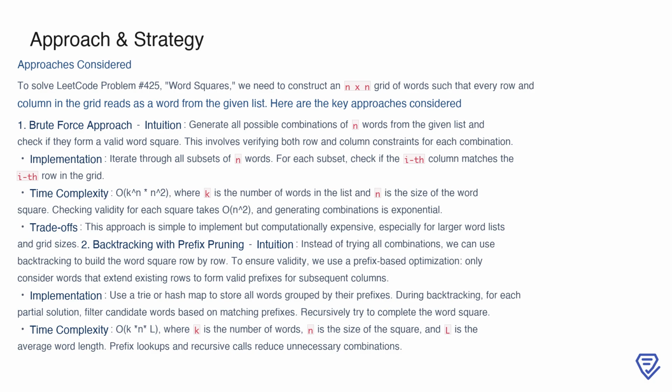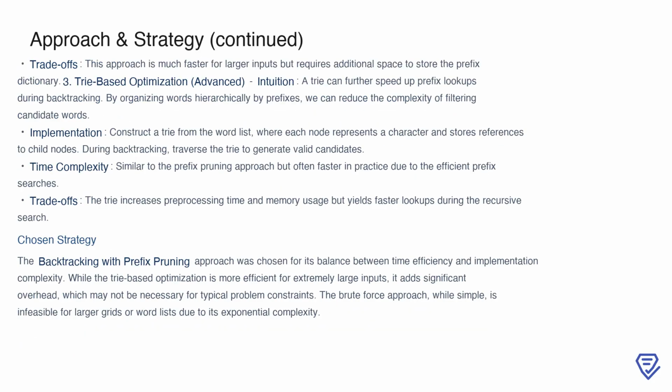To optimize this process, we only consider words that match the prefixes formed by the current rows. By using a prefix-based filtering system, we eliminate invalid candidates early, significantly reducing the search space. A tree or hash map can be used to store words grouped by their prefixes, enabling efficient lookups during backtracking. This approach has a much better time complexity and avoids unnecessary computations.